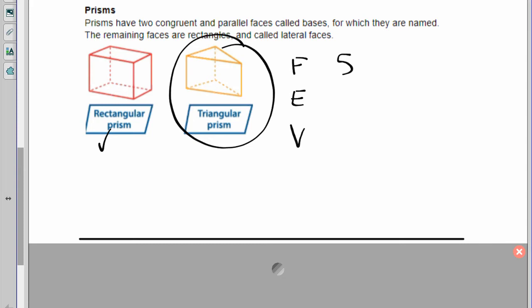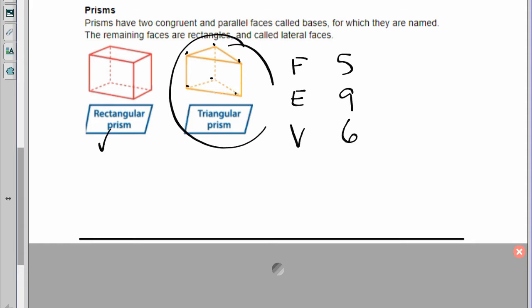It has edges, right? It has 3 on top, 3 on the bottom, and 3 connecting. So it has 9 edges. And then the vertices, it has the 3 points on the top, 3 points on the bottom. It has a total of 6 vertices.